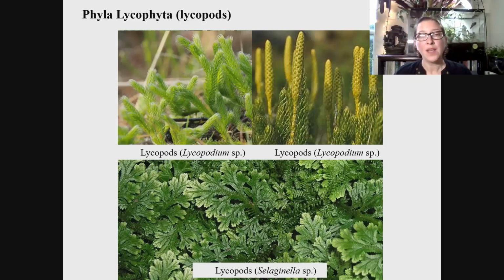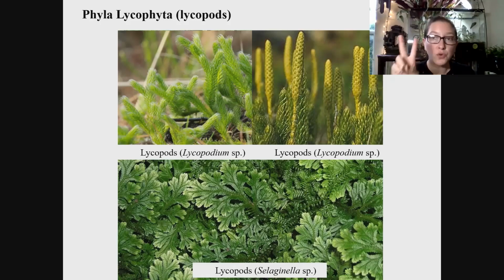So lycopods. If you live in New Jersey, you've probably seen them before and not even known that you've seen them. They're very common in wooded areas. And maybe to the untrained eye, they look kind of mossy, right? In fact, one of the common names of them is club moss. So yeah, they look a little mossy, but they're not mosses because they have a vascular system, among other things we just talked about.